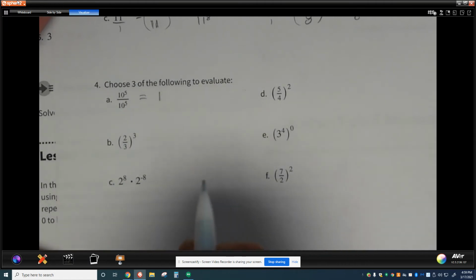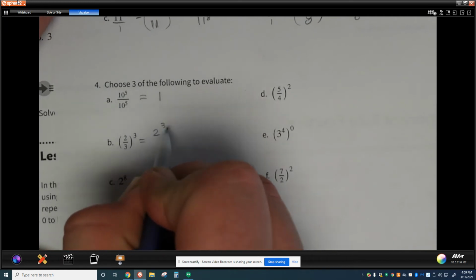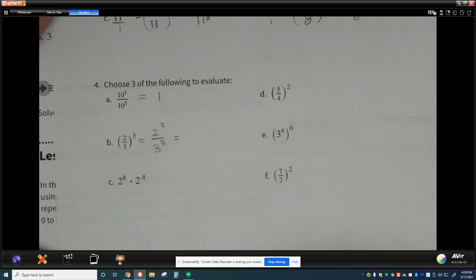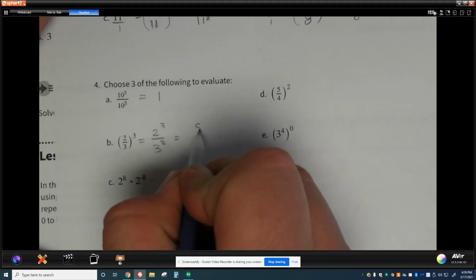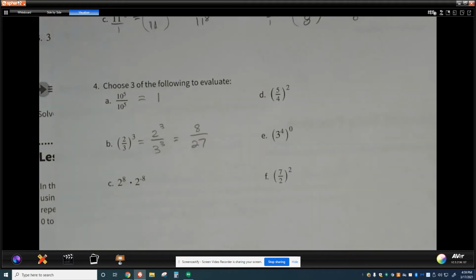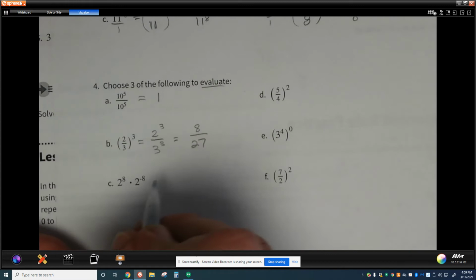For letter B, we're taking 2/3 raised to the 3rd power. I could write this out as 2/3 times 2/3 times 2/3, or I could simply say 2 to the 3rd power divided by 3 to the 3rd power would be equal to 8 divided by 27. And that would be our simple form of that, or our evaluated form.